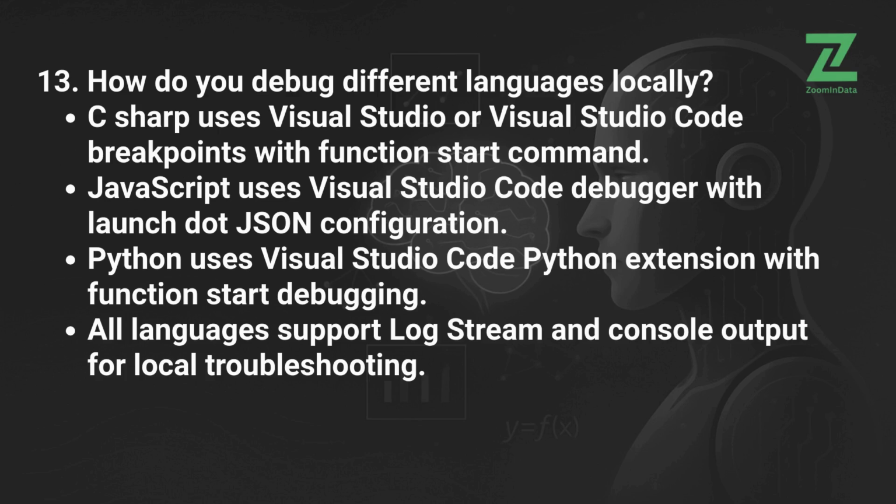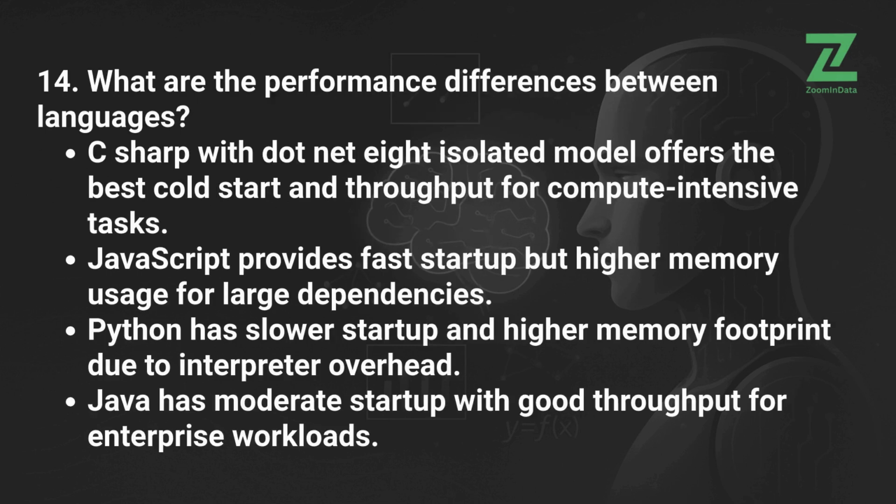13. How do you debug different languages locally? C# uses Visual Studio or Visual Studio Code breakpoints with function start command. JavaScript uses Visual Studio Code debugger with launch.json configuration. Python uses Visual Studio Code Python extension with function start debugging. All languages support log stream and console output for local troubleshooting.